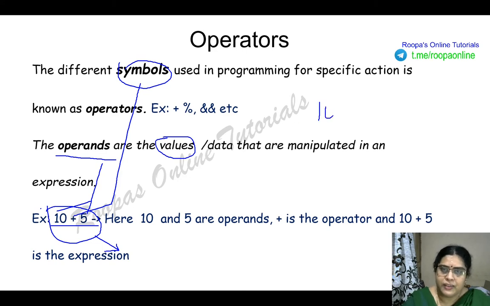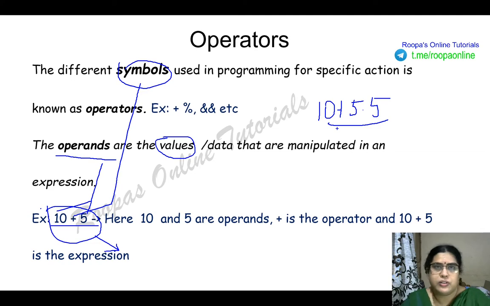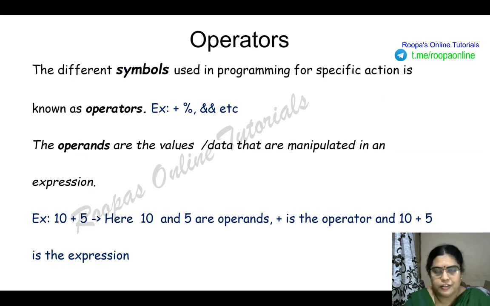But if you have, say, 10 plus 5.5, for example, then what happens here? There is an integer number and a decimal number. Then they are known as mixed expressions. Okay, now we'll see the different types of operators in Java.